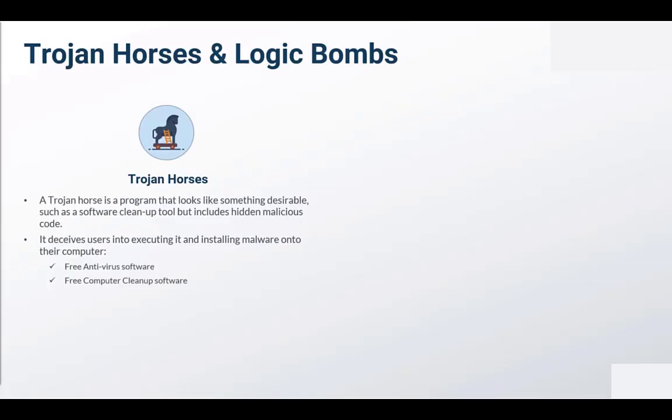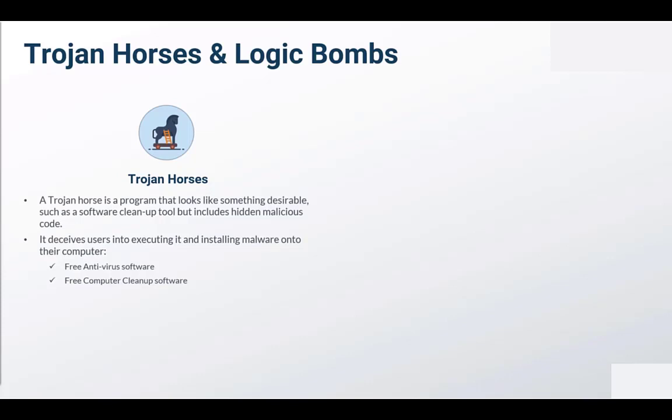Now the third type of malicious code is called a Trojan horse. Basically, what is a Trojan horse? A Trojan horse is a program that looks like something desirable. For example, if you want to download an antivirus from the internet, you see, oh, this is a free antivirus, I can download it and install it on my computer. But through the backdoor, they also carry malicious code, which is called a Trojan horse.